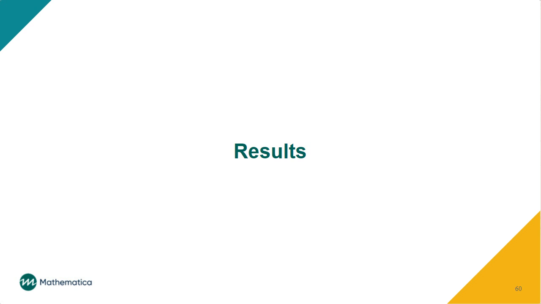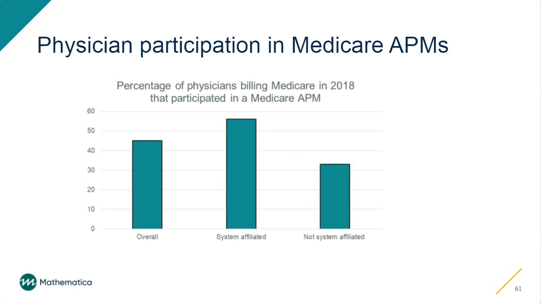Now I'll present the results we found overall and by Medicare APM type. Overall, we found that about 45% of physicians billing the Medicare program were participating in Medicare APMs during 2018. We also found that a greater percentage of physicians that were affiliated with health systems were participating in Medicare APMs compared to physicians who were not affiliated with health systems. So you see in the middle, that bar represents about 56% of system-affiliated physicians billing the Medicare program, and the bar on the right represents about 33% of non-system affiliated physicians.